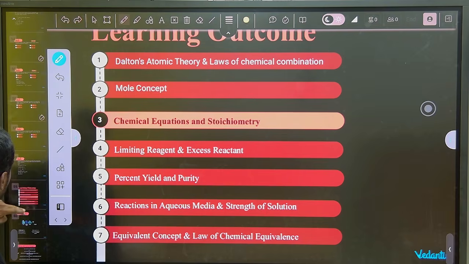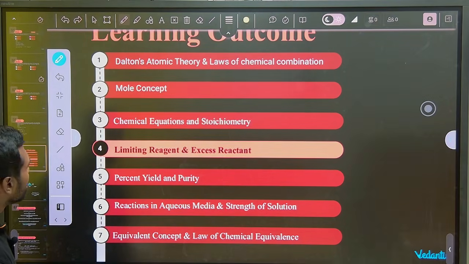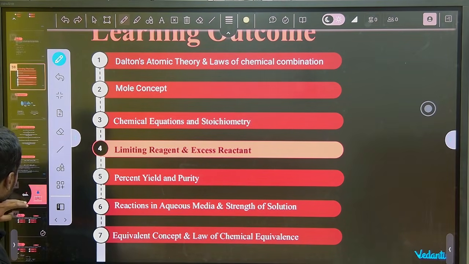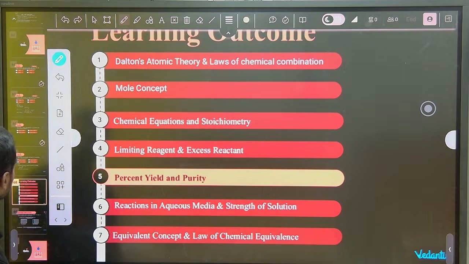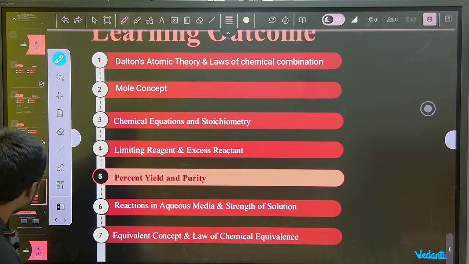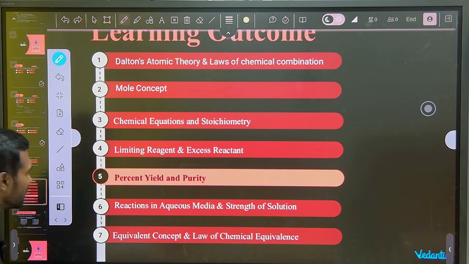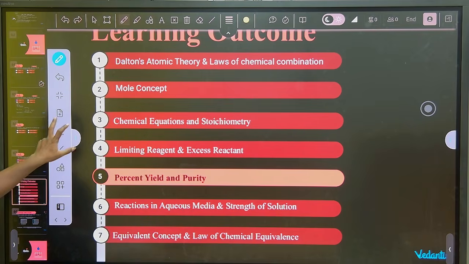Already we discussed this one. Limiting reagent and excess reagent are also over. We have to solve a few questions on that one. Percentage of yield and purity is important here.